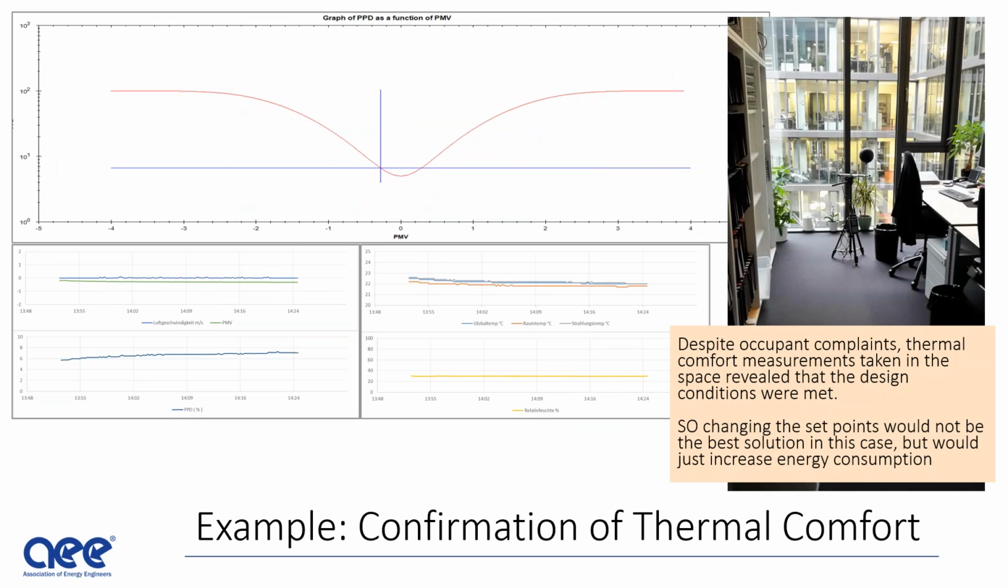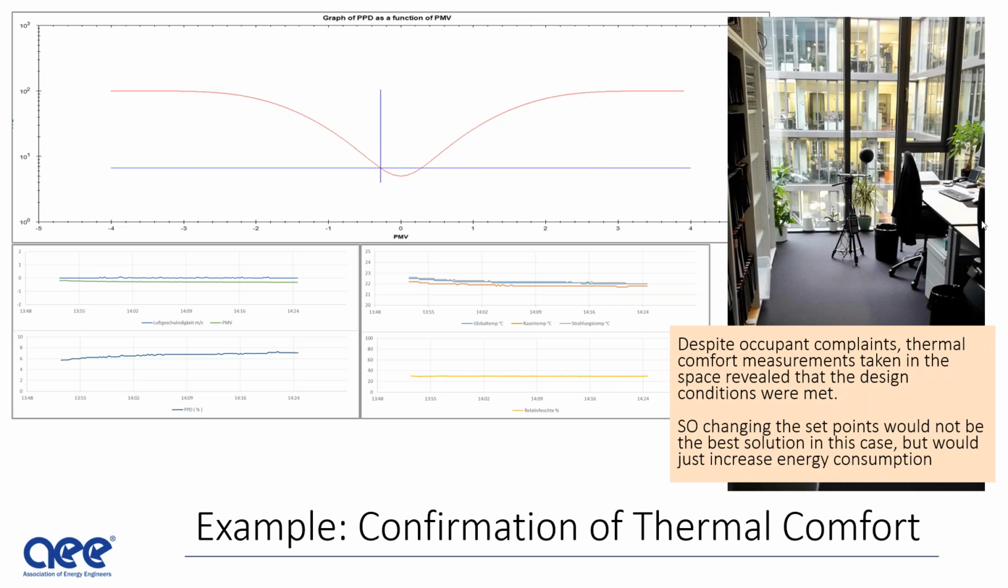Here's an example of doing a little investigating, so you can find out what isn't the issue. This is an office building, and they called us in to address complaints they were receiving from the occupants about it not being comfortable. We came in with a thermal comfort measuring station.